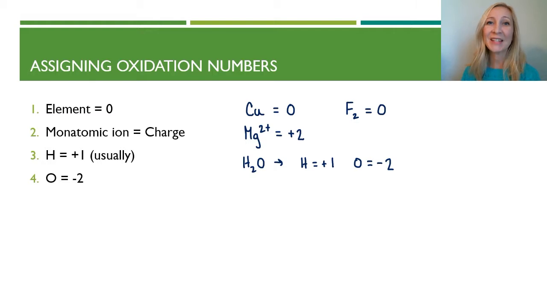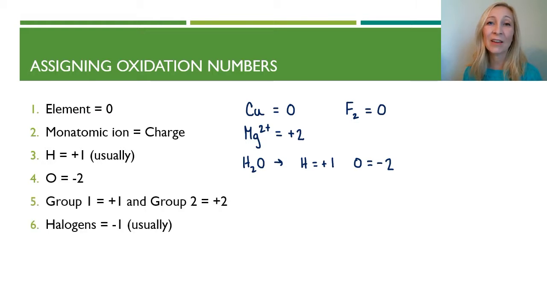The next two rules can easily be displayed in the compound sodium chloride. Elements in group 1 are going to have a positive 1 oxidation state when they're in compounds. Elements in group 2 are going to have a positive 2 oxidation state when they're in compounds. The halogens will usually have a negative 1 oxidation state when they're in compounds. So in sodium chloride, sodium will have a positive 1 charge and chloride will have a negative 1 charge.